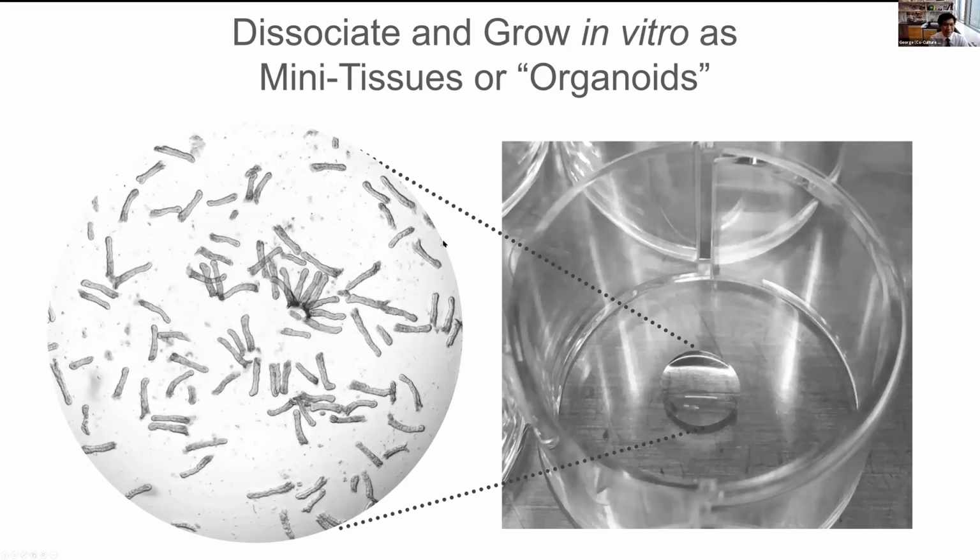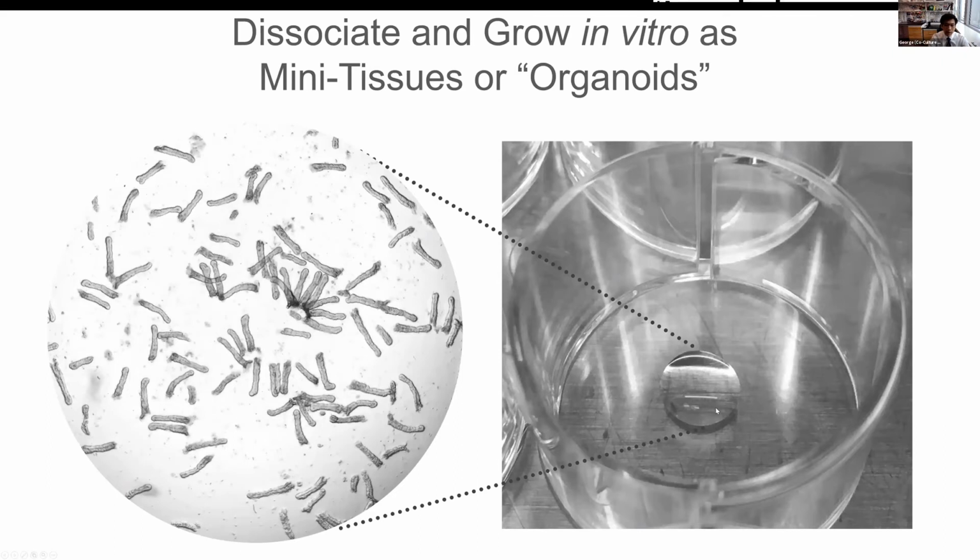One very convenient aspect of the intestine is that we are able to dissociate the crypts and grow them outside the body of the animal or of a person as mini tissues or organoids. On the left, you can see an image of a freshly isolated set of crypts that were liberated from the underlying tissue. Then we have to embed those crypts into a hydrogel, which is a jello-like material. It's very soft and friendly for the crypts. And they're able to grow in media that we maintain in the lab.